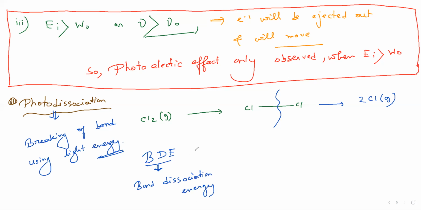The formula of bond dissociation energy is basically again the same, h nu. If 1 mole of gas is given, then you can write N h nu. This formula you can write as N h c by lambda. This is also an important formula.